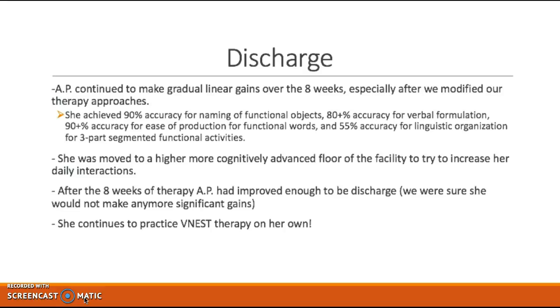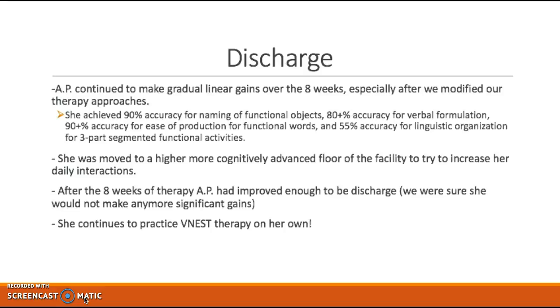So as you can see, I put that she achieved 90% accuracy for naming of functional objects, 80% accuracy for verbal formulation, 90% accuracy for ease of production for functional words. All of these were providing maximum verbal cues, such as repetitions and imitations. And the 55% accuracy for linguistic organization for the 3-part segmented functional activities was via the VNeST therapy, which we didn't implement until halfway through therapy.